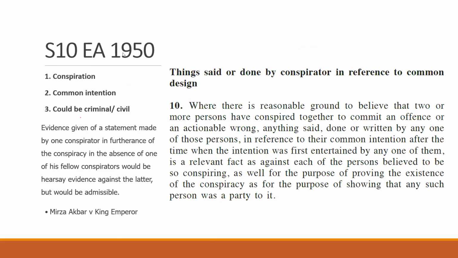Okay, and then you have your Section 10. Section 10 is very easy to understand. It talks about your conspiracy, common intention. It could be criminal or civil. That means one person, two person, must be two persons. They collude, pakat lah, collude to defraud a person or they somehow plan to rob a bank. These are admissible under Section 10.